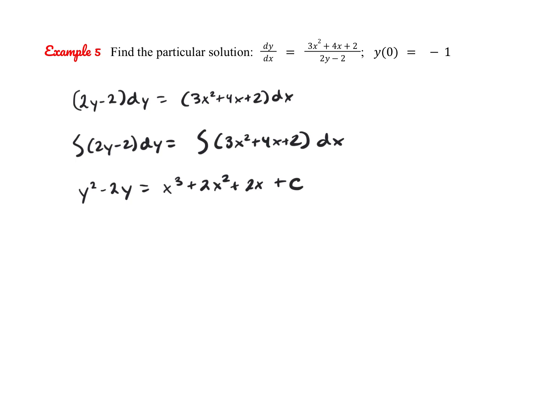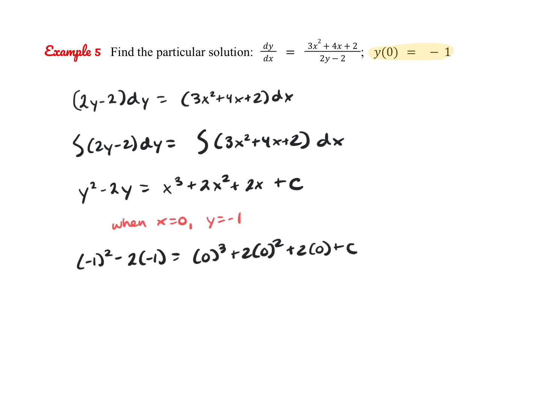So first we are going to finish solving for y. We can actually isolate y in this case, but first let's use this extra piece of information to help us find our c value so we can have a particular solution rather than a general solution. So remember, this is just saying when x equals 0, y equals -1. So we can substitute those values. So -1 squared minus 2 times -1 equals 0 cubed plus 2 times 0 squared plus 2 times 0 plus c. So we can see that c is just equal to 3.